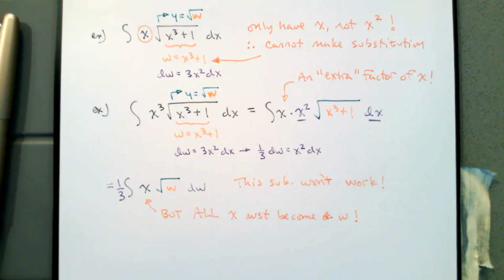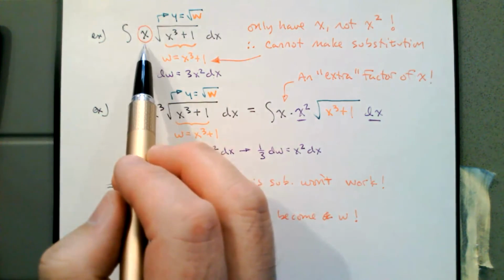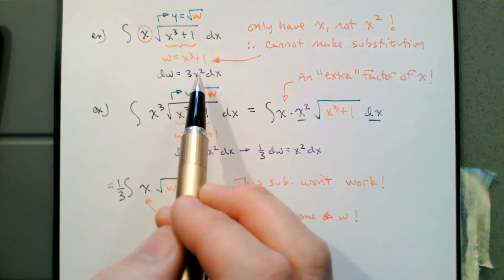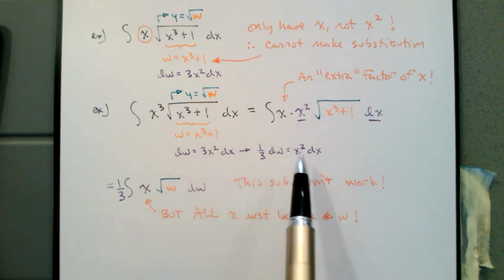Oh yes, substitution. When I say that this substitution won't work, it's not that substitution in general won't work, or that there's no antiderivative, because we could always construct one if we need to. It's just that this particular substitution that we've chosen won't work, either because I don't have enough x to make the dw, or I have an extra x that's not covered by what I'm replacing.